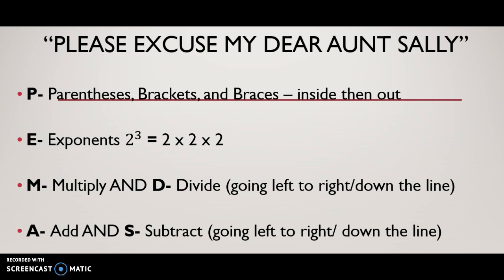E is for exponents. 2 to the third power is how you read that, and it does not mean 2 times 3. It means multiply by 2 three times. Then you have multiply and divide. You start at the beginning of the problem and you go down the line looking for multiplication and division. After you have worked all of multiplication and division, then you're looking for addition and subtraction, starting at the front of the problem and going down the line.